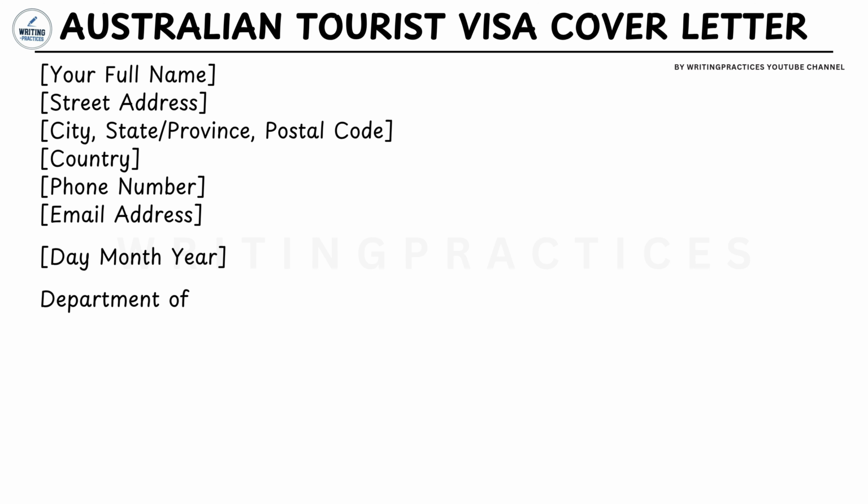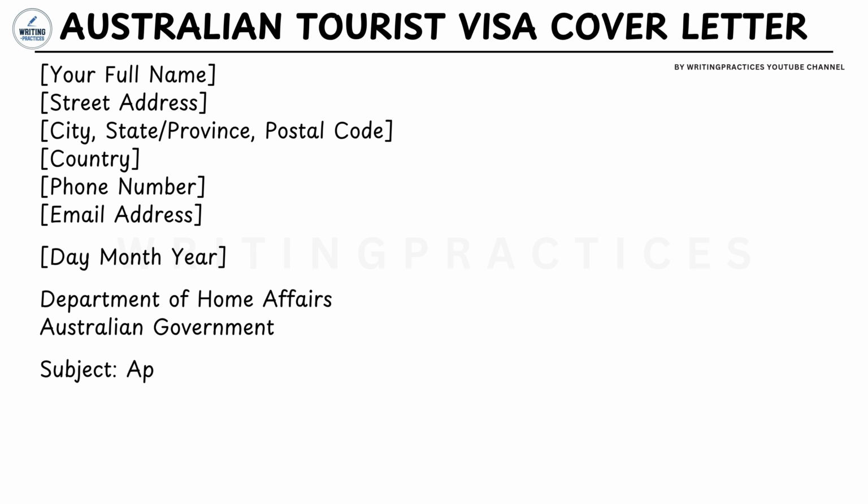Recipient information. This section identifies the authority reviewing your application. Example, Department of Home Affairs, Australian Government. Including this ensures your letter is formally addressed to the correct immigration department. It also gives your document an official and professional structure. Write this exactly as shown in Australian immigration documents.